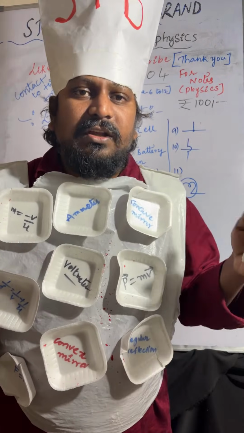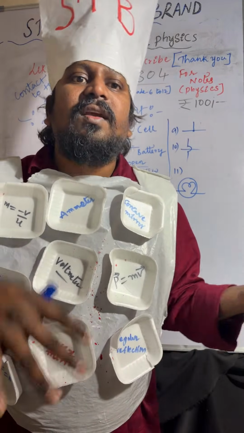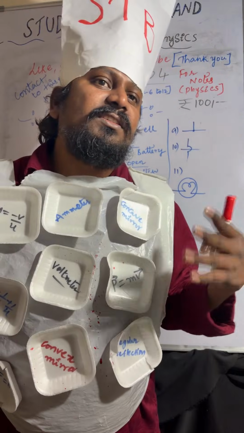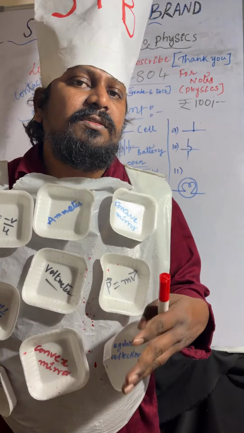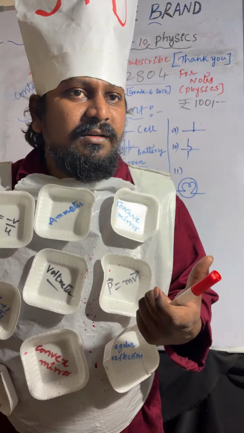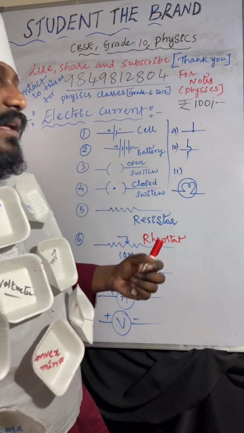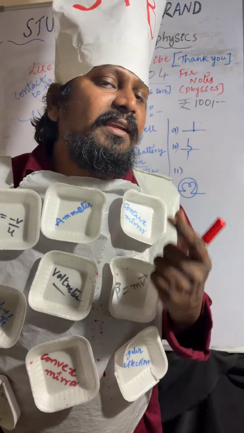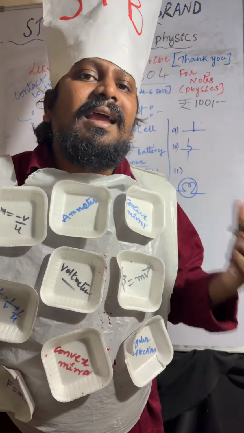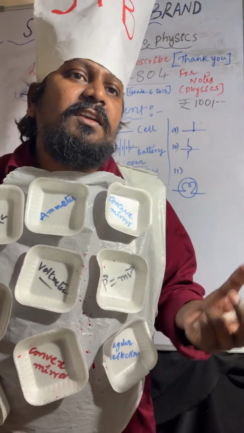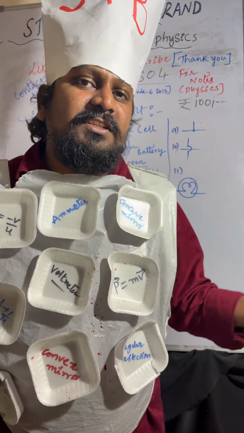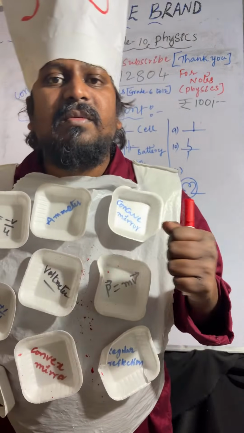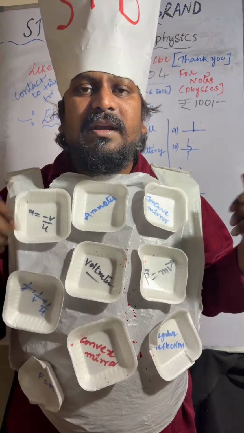A rheostat is a device which is used to regulate the current without changing the voltage source. So the rheostat can regulate the current. That is called a rheostat. And coming to the ammeter. An ammeter is a device which is used to measure the electric current in the circuit. A voltmeter is a device which is used to measure the potential difference. The ammeter will be connected in series combination. The voltmeter will be connected in parallel combination. So this is about the ammeter and voltmeter.